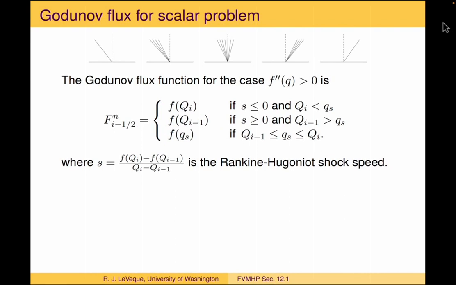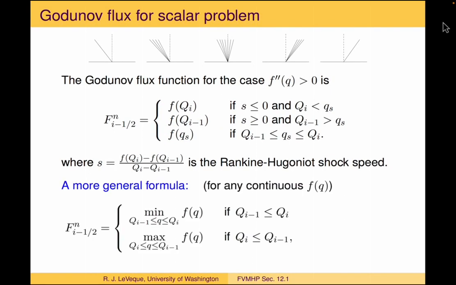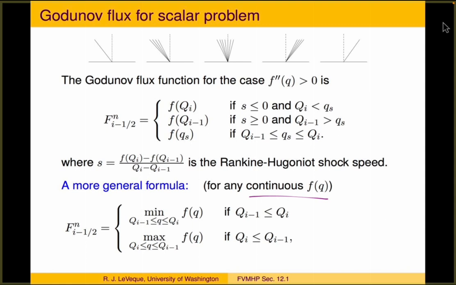But it turns out there's another form of this solution that's more general, and not only does it work both for f double prime positive everywhere, it also works for f double prime negative everywhere, but moreover it works for any flux function, even non-convex flux functions. And that is to say that the flux at the interface is simply the minimum of f of q anywhere between qi minus 1 and qi. And if qi minus 1 is less than or equal to qi, it's a minimum over that interval. But if qi minus 1 is greater than or equal to qi, then it's a maximum over that interval instead.